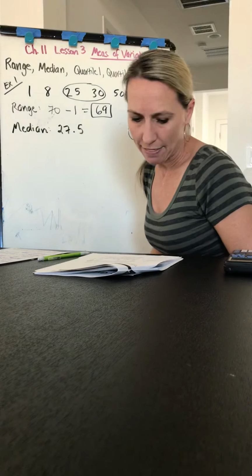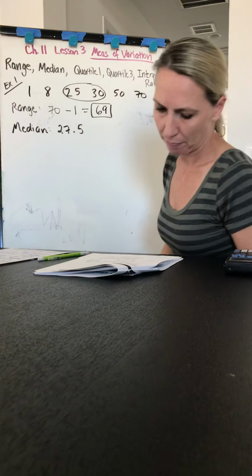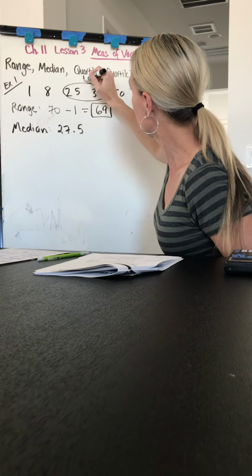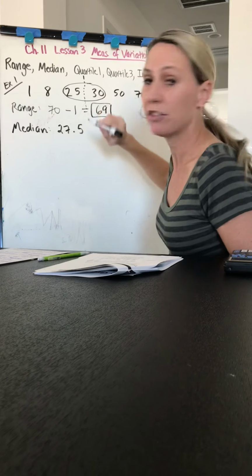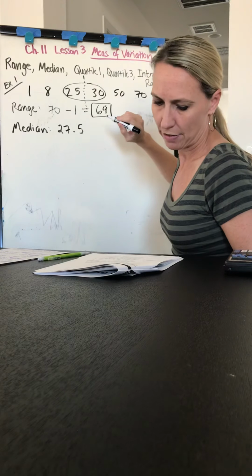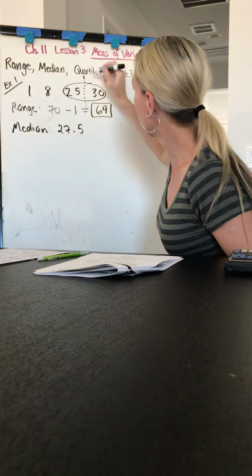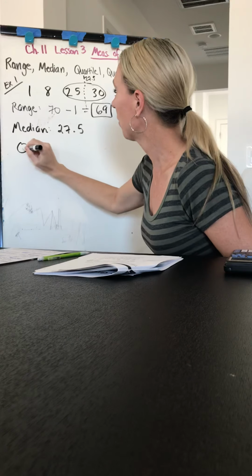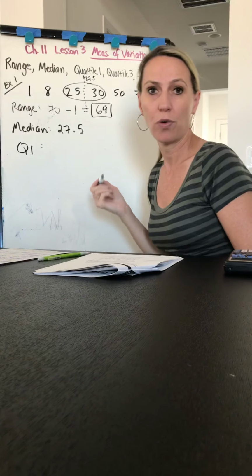Okay, and then, let's see, what we're going to do is right here. I'm just going to draw in little dotted lines for the median, so that the median here is 27.5. Okay, now we're going to call it Q1, short for quartile 1.